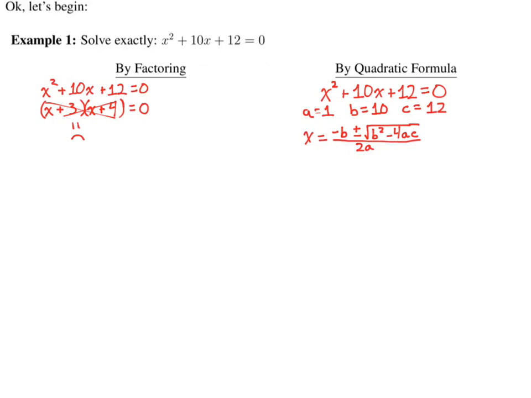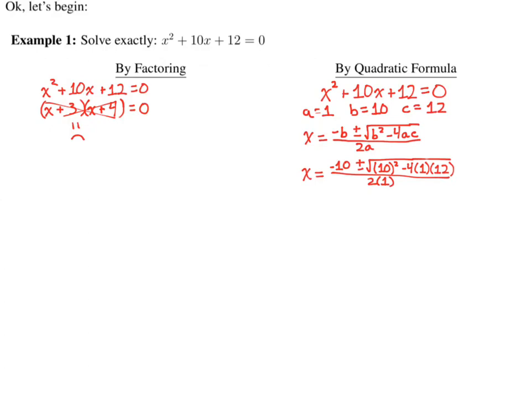All right, so now we're going to plug our numbers in. x equals the opposite of 10, because it was negative b, plus or minus the square root of 10 squared, let's see, minus 4 times 1 times 12. I'm sorry, I'm saying minus. Those are times. It's 2 times 1 in the denominator.